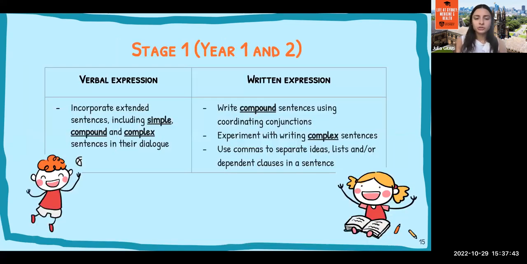So let's move on to stage 1, or years 1 and 2 at school. In their verbal expression, students should incorporate extended sentences, including simple, compound, and complex sentences in their dialogue. In their writing, students should be able to write compound sentences using coordinating conjunctions, experiment with writing complex sentences, and use commas to separate ideas, lists, or dependent clauses in a sentence.